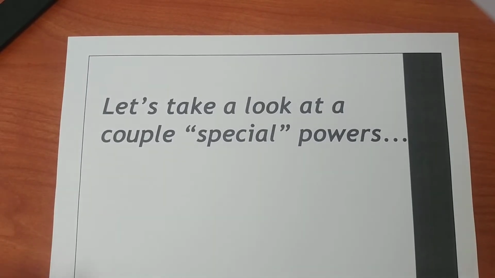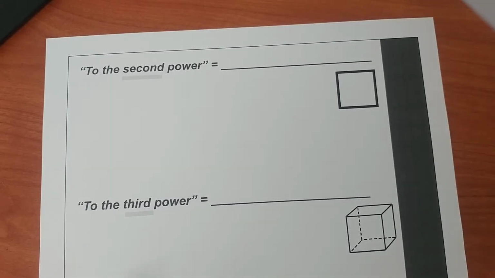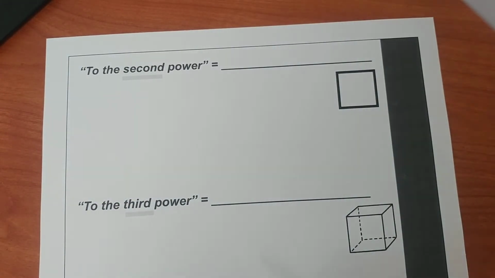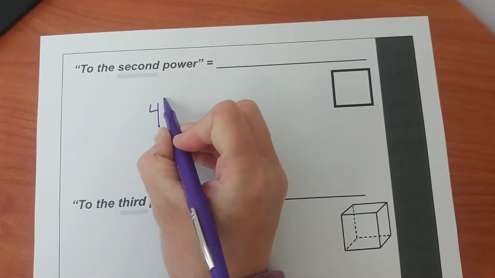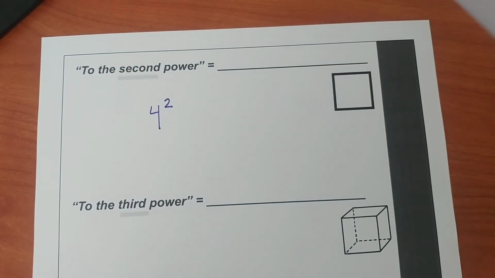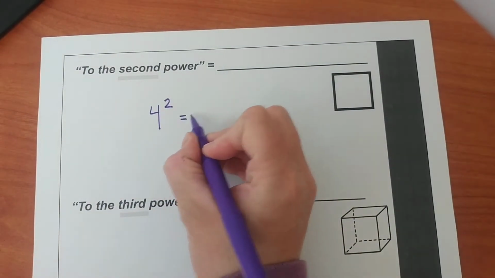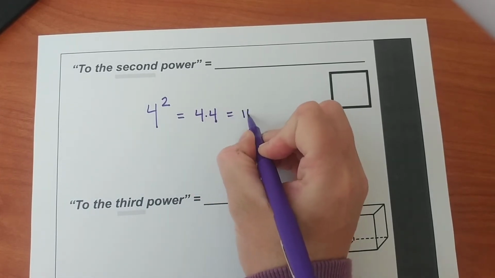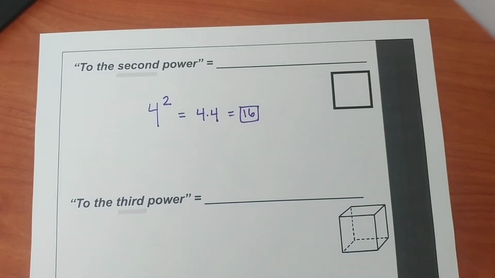Let's take a look at a couple special powers. What if I had something that's to the 2nd power? Well, for example, we might have 4 to the 2nd power. We know that that just means 4 times 4, which is equivalent or has a value of 16.